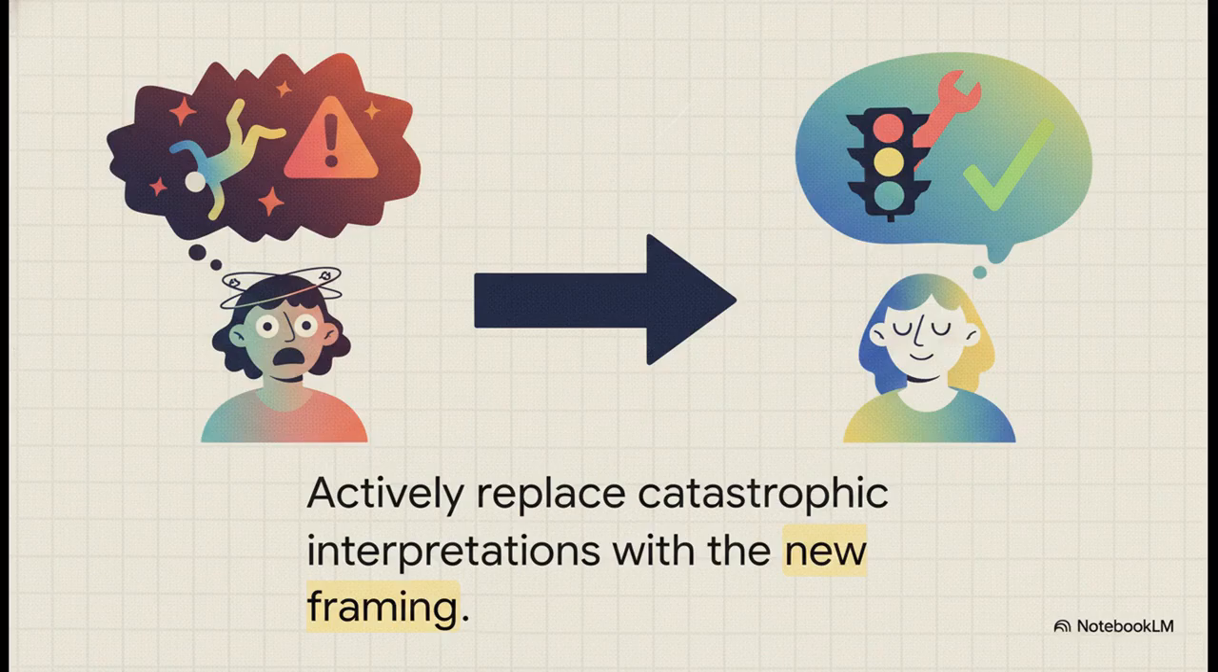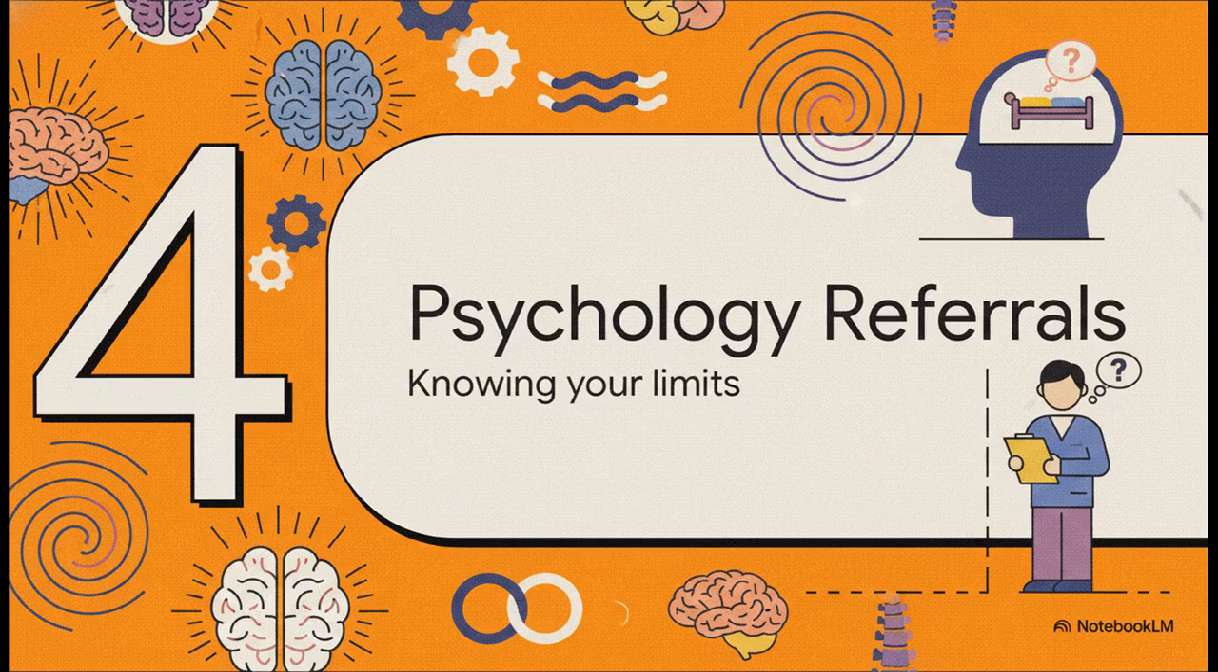reframing catastrophic interpretations. When they feel that wave of dizziness hit, their brain's immediate, biased interpretation is usually, I am falling, I am in serious danger. You have to actively help them replace that catastrophic thought with the new, retrained system framing. Gently remind them, hey, that's just the malfunctioning traffic light. You are safe.